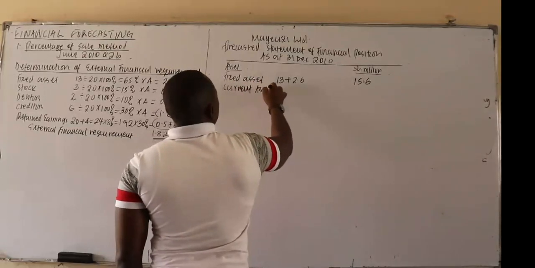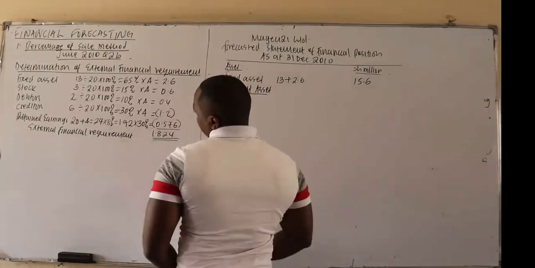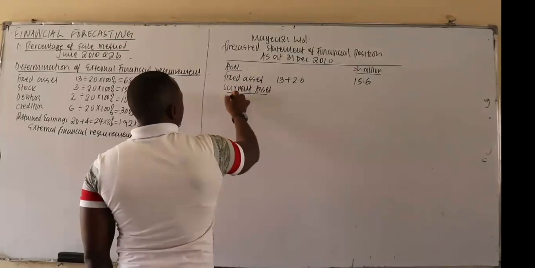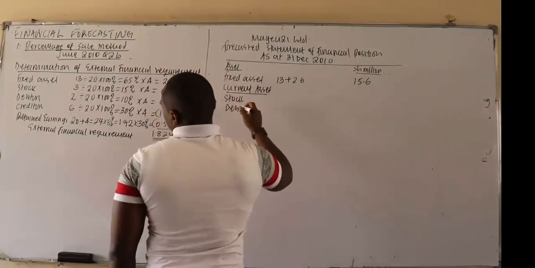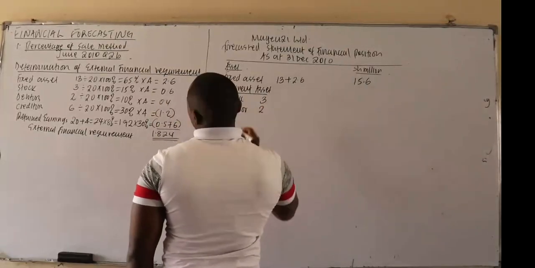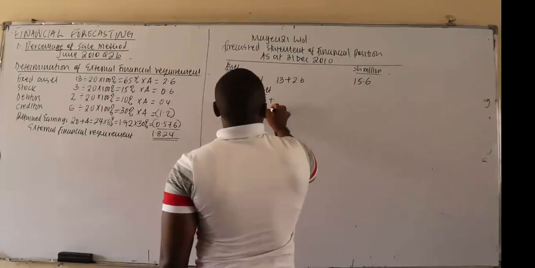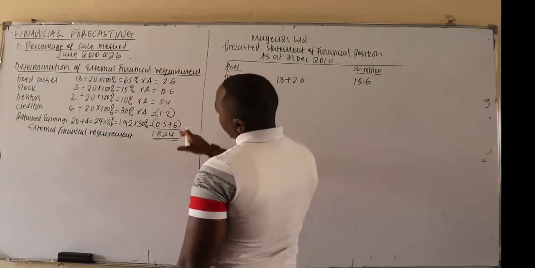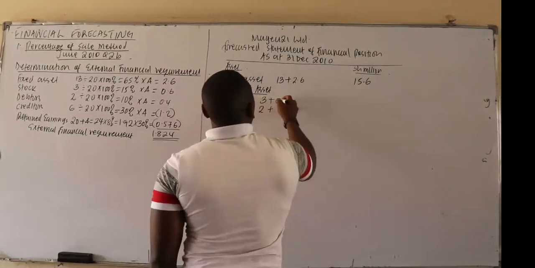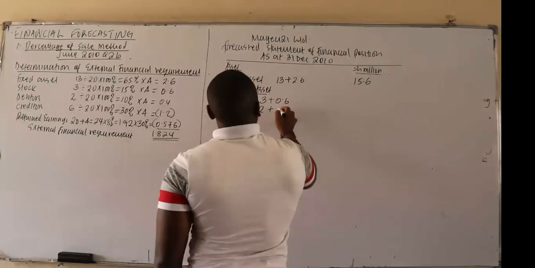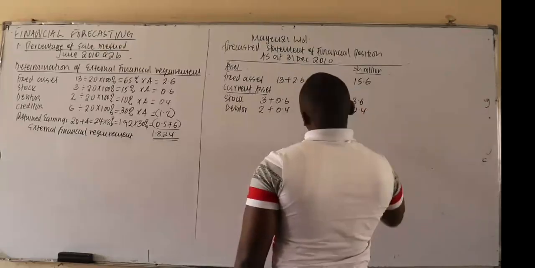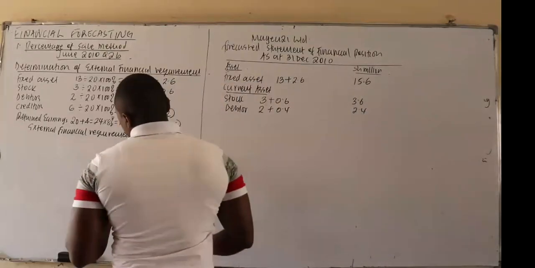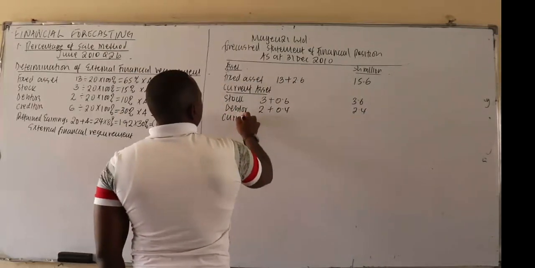Then we have the current assets. In the current assets, we have stock and debtors. Now the value of stock was 3 million, debtors was 2 million. Then you add the expected incremental element. Stock will increase by 0.6. Debtors will increase by 0.4. So 3.6 and 2.4. Then they deduct the current liabilities so that you get the net asset.